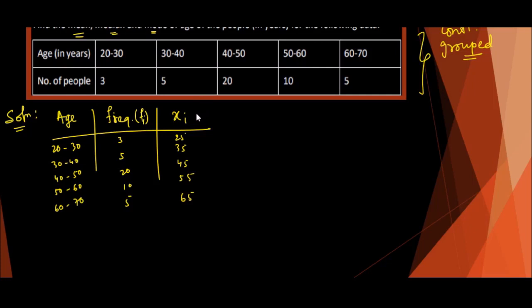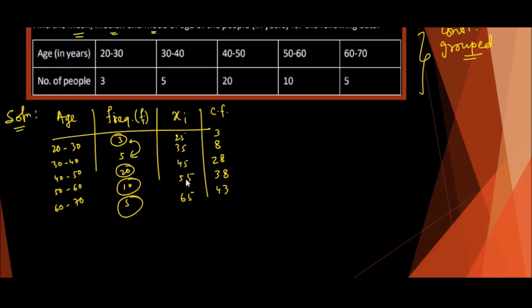Once you have this, what is the next column in our construction? If you go through that formula, you will find that the next thing you need to find is the cumulative frequency, cf. How do we find the cumulative frequency? Here we have 3, so put 3 here, and then you add the preceding number. That means 5 plus 3 is 8. Now 8 plus 20 is 28, 28 plus 10 is 38, and 38 plus 5 is 43. This is how we construct the table.